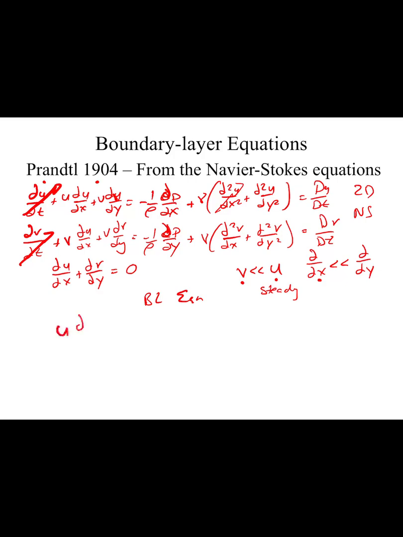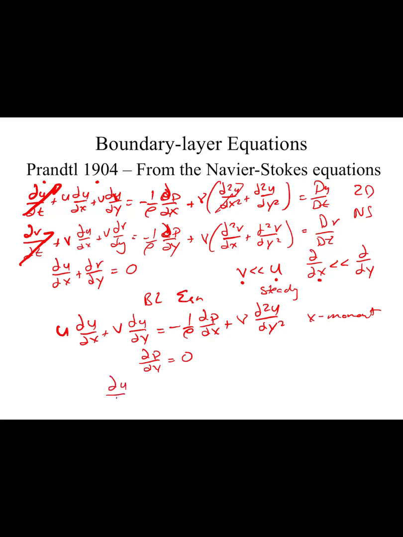So u du dx plus v du dy equals minus 1 over rho dp dx plus nu d squared u dy squared. That's our key x momentum equation. And then our y momentum is simply dp dy equal to 0. And then we have our conservation of mass equation, du dx plus dv dy is equal to 0.